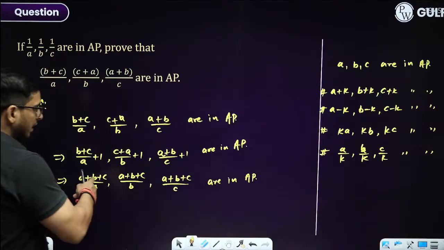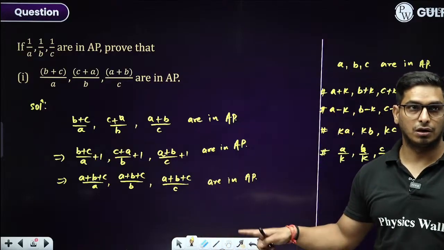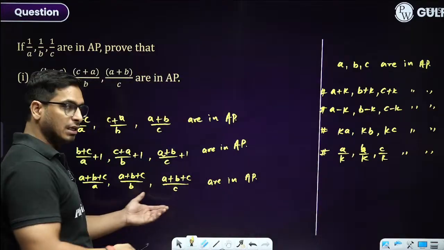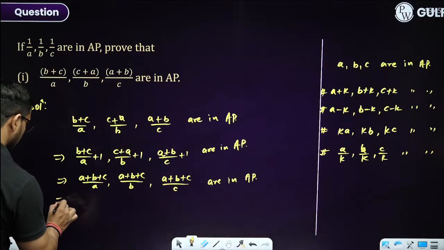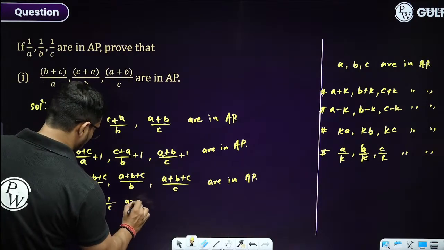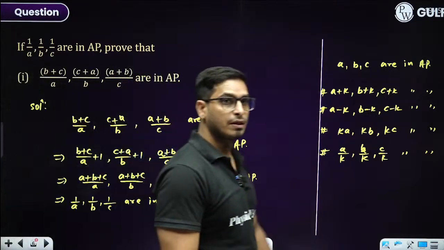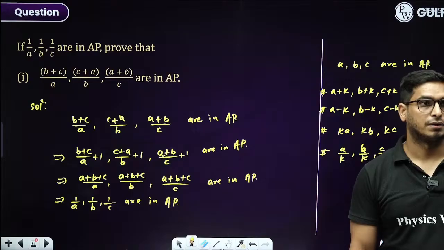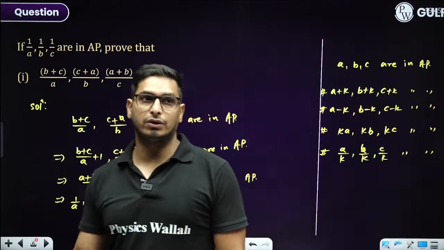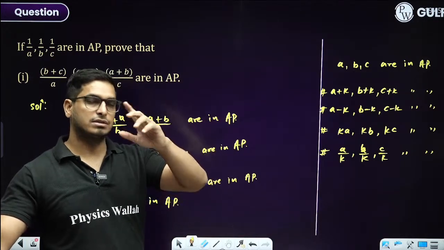So you can see we have A plus B plus C as a common term in all three numbers. If we divide each term by A plus B plus C, it should give us the result that 1 by A, 1 by B and 1 by C are in AP. Understood? That's how we can do it. Don't try to use B minus C or C minus A, C minus B; in that case, you will struggle.